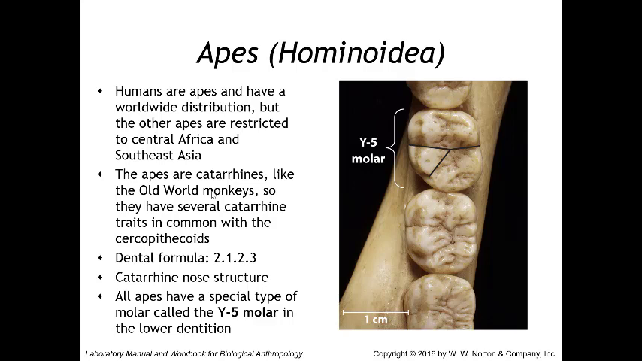All apes have a special type of molar we call the Y5 molar in the lower dentition. So we are no longer talking about the bilophodont molars. Old World monkeys, we said, have those bilophodont molars with the 4 cusps arranged in 2 rows. In apes, the lower molars have 5 cusps that are positioned such that they have a pronounced Y-shaped groove between them, right? So 1, 2, 3, 4, 5, 5 cusps, and you have this Y-shaped groove. So Y5 molars. Y for the groove, 5 for the cusps.